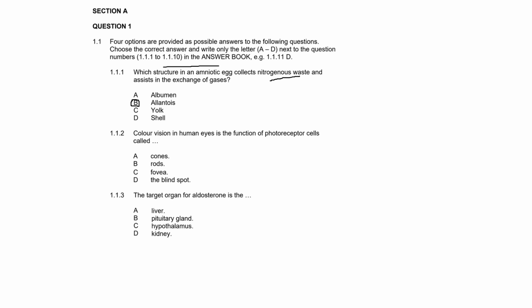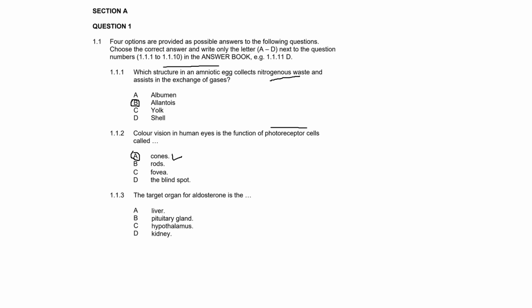So we've got color vision in human eyes, which is the function of photoreceptor cells. Again, it's all about knowing what the photoreceptor cells are for color vision. And remember, we've got rods, which cause something like a blank or dark space, and we've got the cones. Cones are the ones that assist with what we call color vision. So the cones are there to assist with color vision.